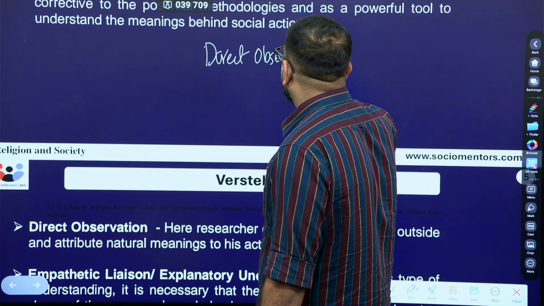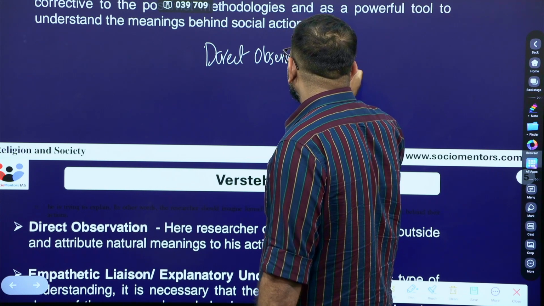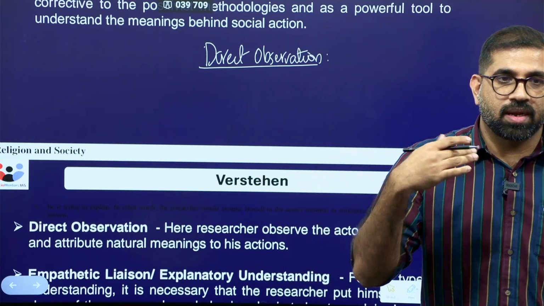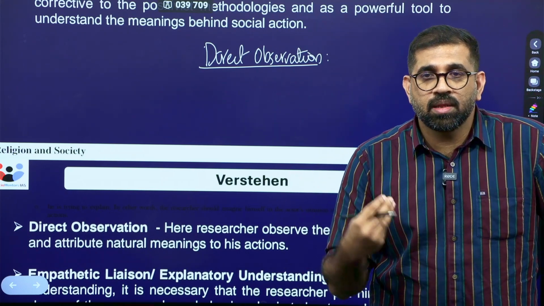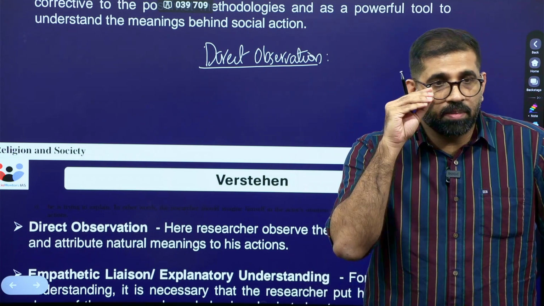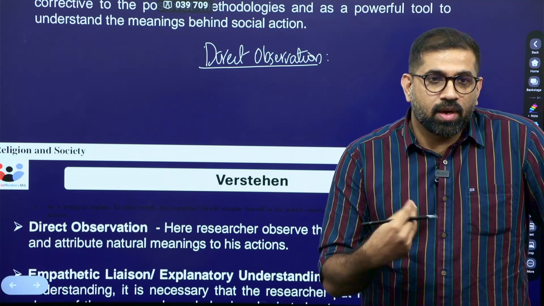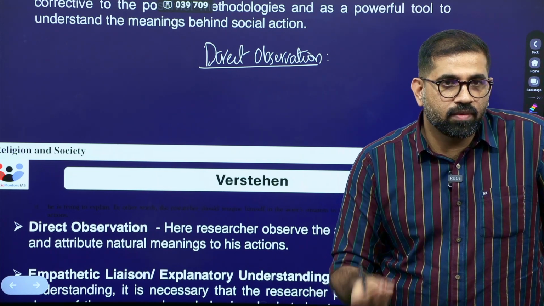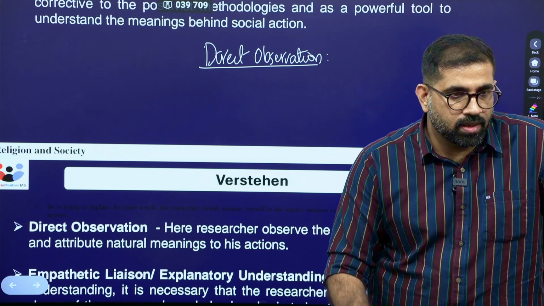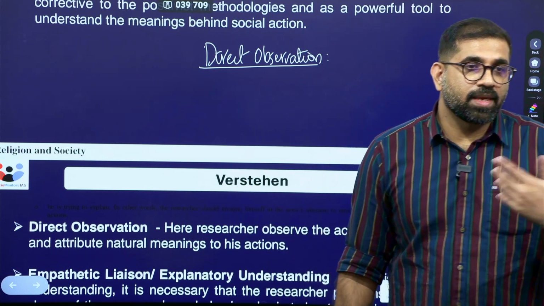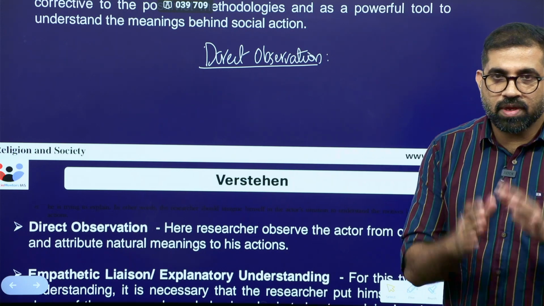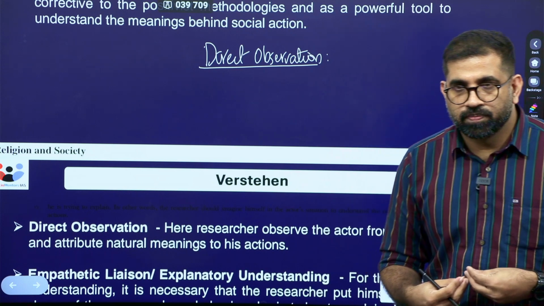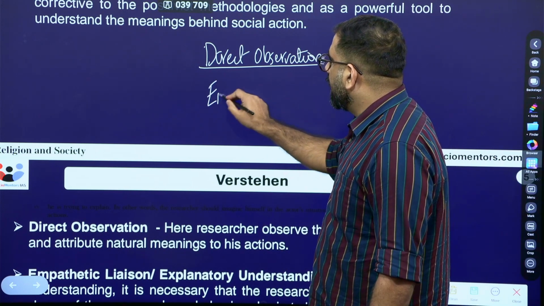Now, what do you mean by direct observation? Direct observation means we directly observe the particular actor in order to understand the meaning that they attach to their actions. Say, for example, if we find a person irritated, we can assume that they are irritated because of so and so reason by just observing them. Here we are just observing the actor, so that we will be able to understand the meaning that they attach. In the second case, empathetic listening.